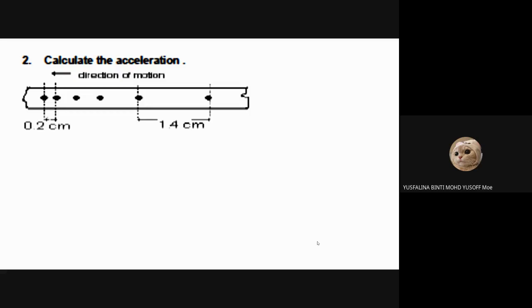Anyone want to try again? 600 cm s^-2, right? Joey got 600 cm s^-2. Is that 1.4 or 40 cm? 1.4. Howard says it is 1.4. This is 0.2. This is 1.4.